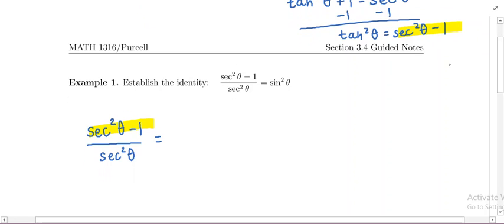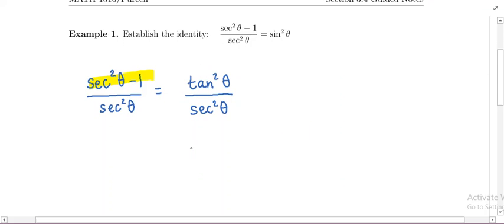In our next step, we are going to write an equivalent expression. Secant squared theta minus 1, that numerator, is equivalent to the tangent squared of theta. We haven't changed the bottom yet, we only manipulated the top, so I'm going to keep the bottom as secant squared of theta. Now I'm going to move on and try to establish another equivalent expression. You want to keep the end goal in mind. Our work will not involve the sine squared of theta, but that's what we're trying to achieve.